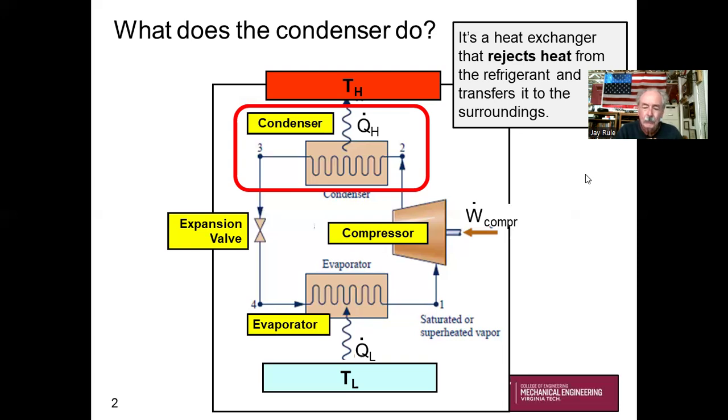And what are we trying to do in the condenser? We're rejecting heat from the refrigerant, and it's going to the outside surroundings. Whether it's the outside surroundings of your kitchen, or the outside surroundings of your outdoors if it's an air conditioning unit.